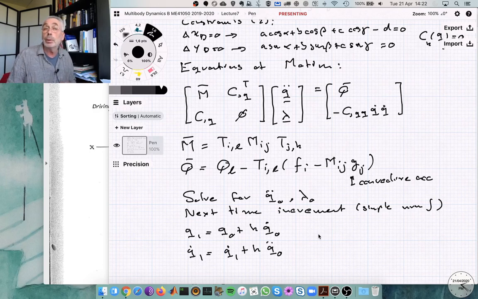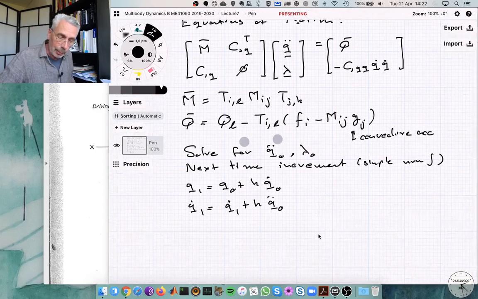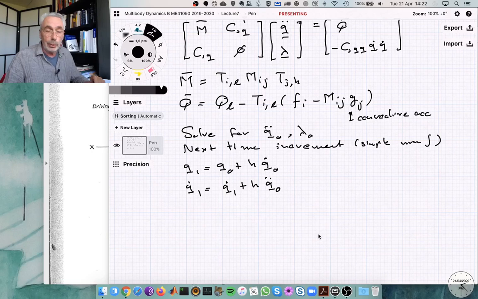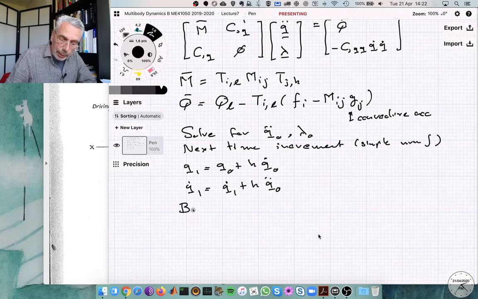By the way, notice that we don't use the Lagrange multipliers. We get them for free. They are like the constraint forces in the joint. And for the numerical integration of the ODE, we do nothing with these. But note that these are estimates.